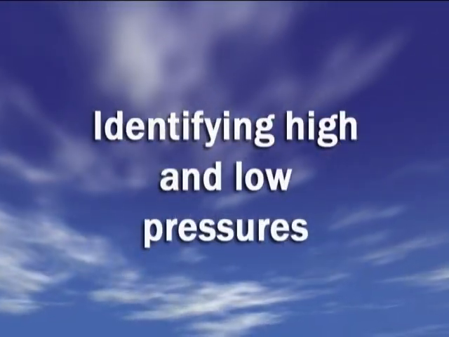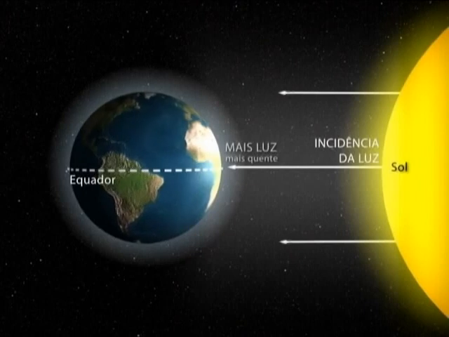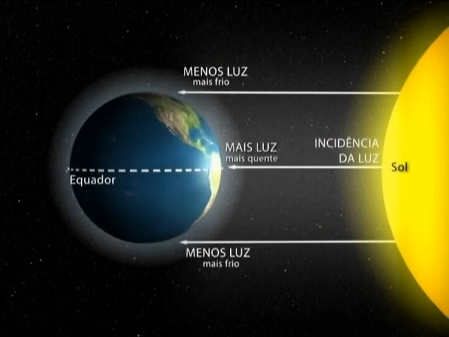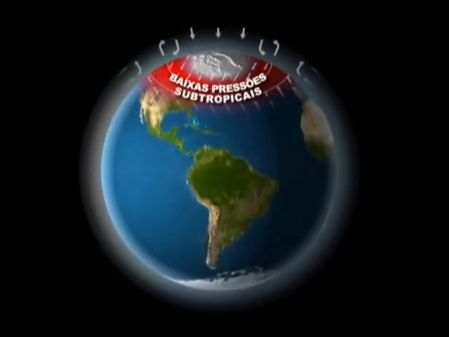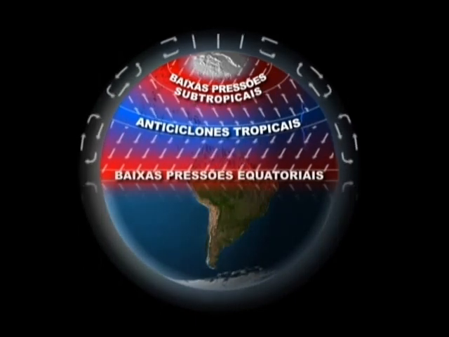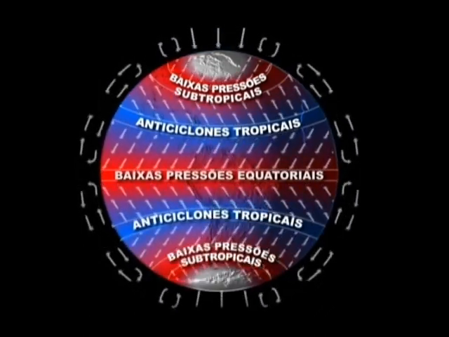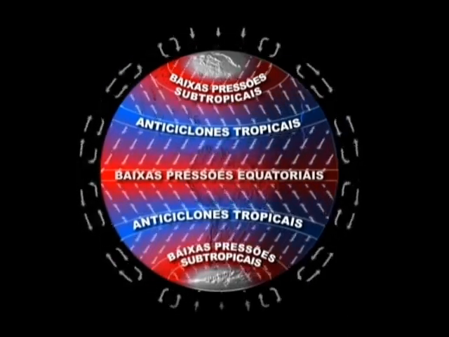The first form for us to identify the high and low pressures is to perceive, for instance, that the Earth, being round, receives light from the sun in different ways. We can already notice that the poles receive a lot less light than the line of the equator. The poles, in this way, are much colder than the line of the equator. So, the air that is in contact with the poles will be a lot colder than the air that is in contact with the line of the equator. So, we will have in this situation high pressures, let's say, in the lines of the poles, and in the equatorial region, we will have low pressures.